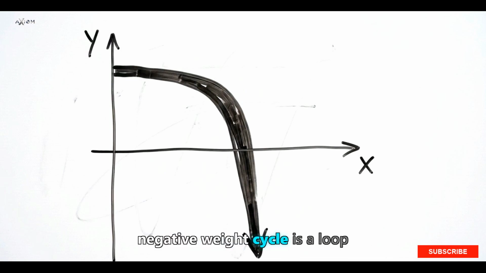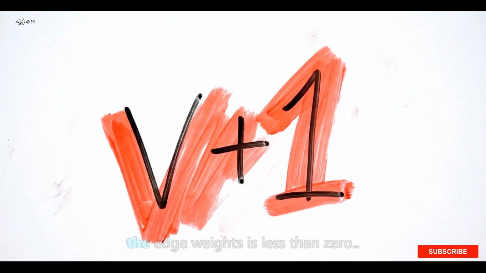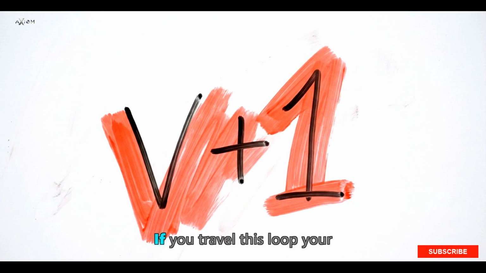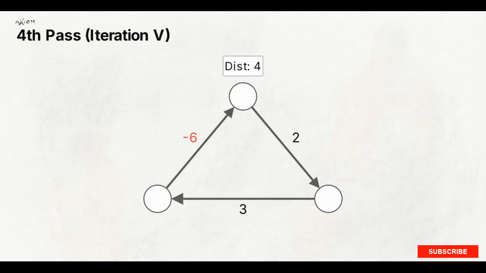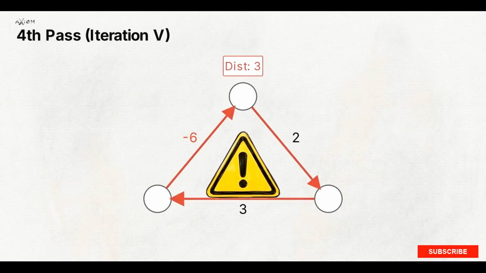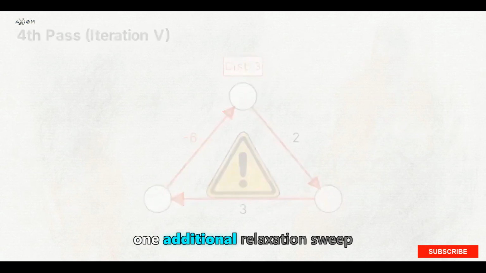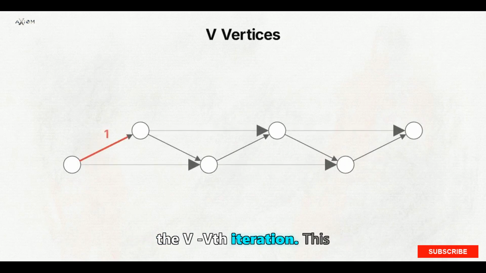A negative weight cycle is a loop in a graph where the sum of the edge weights is less than 0. If you travel this loop, your total cost decreases infinitely. In this scenario, a shortest path cannot exist because the true distance approaches negative infinity. Bellman-Ford handles this through its final step. It performs one additional relaxation sweep, the Vth iteration.